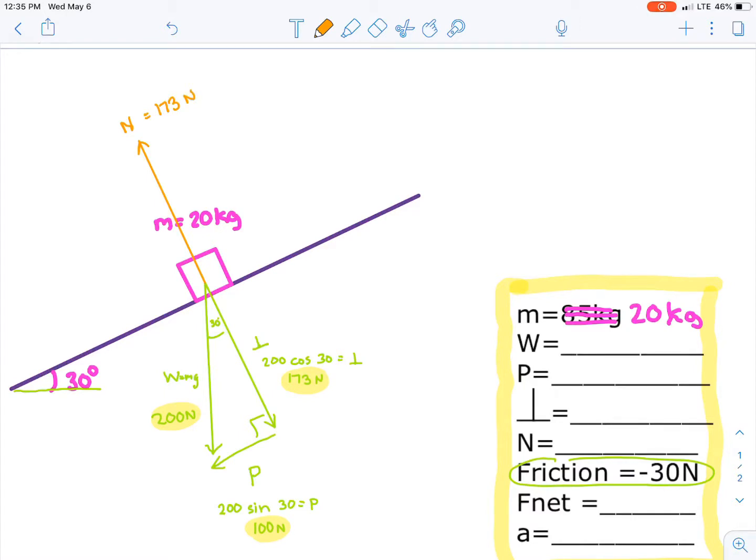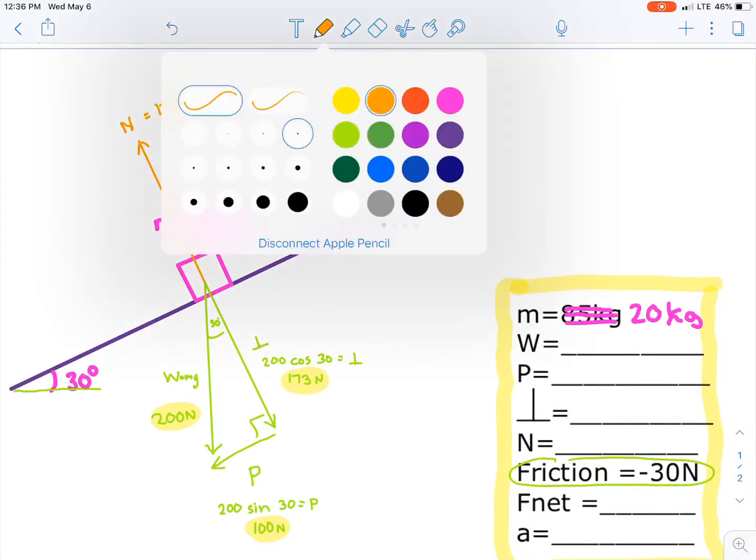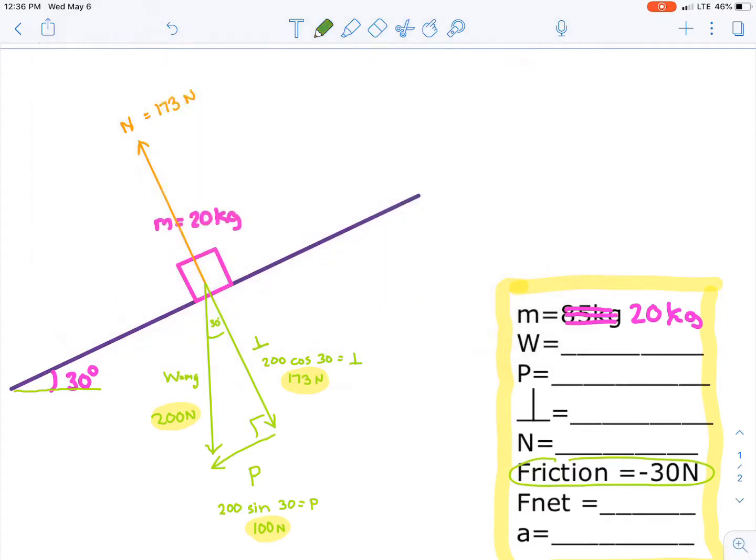All right, I hope that makes sense. Now, on this paper, I also have friction negative 30. All right, let's do it. All right, so look at the picture here. We have, and I'm going to do this in a way so we can see it because I say it, and then if you can't see what I'm doing, it doesn't make much sense.